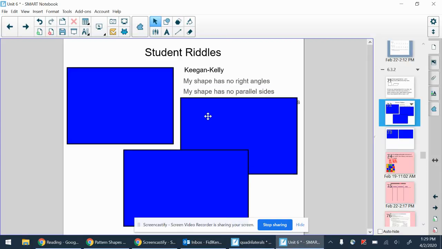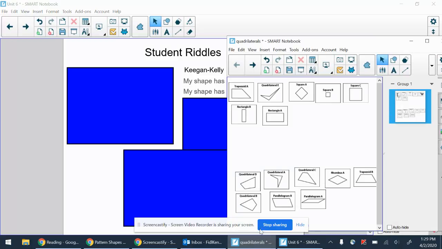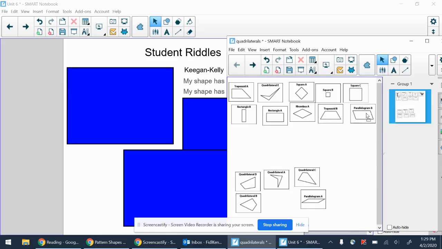Let's see what the second clue is. My shape has no parallel sides. Okay, well, that doesn't have any parallel. No, okay, I can keep these. Oh, this one has parallel lines, so it's not this one. This has one pair. No. Oh, and I've got to get rid of the parallelograms. All right, so I'm left with just the basic quadrilaterals. Again, I hope I'm doing this right.